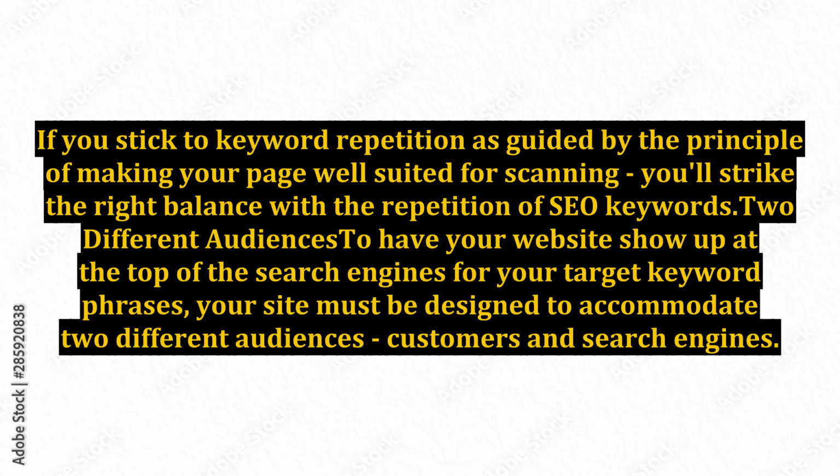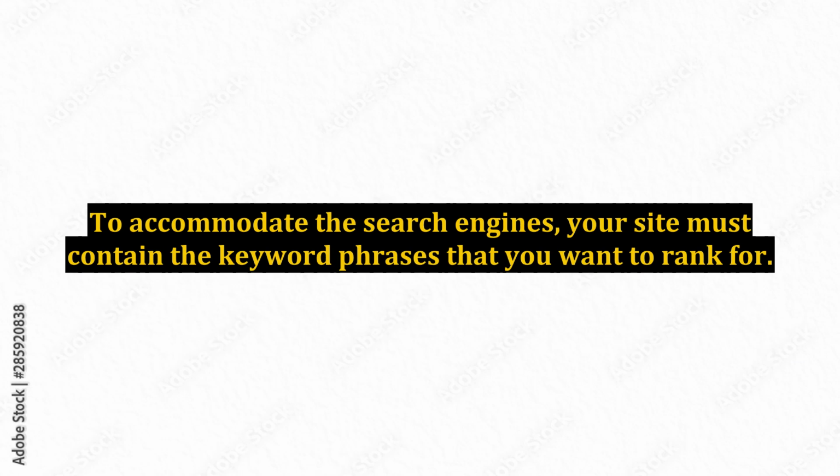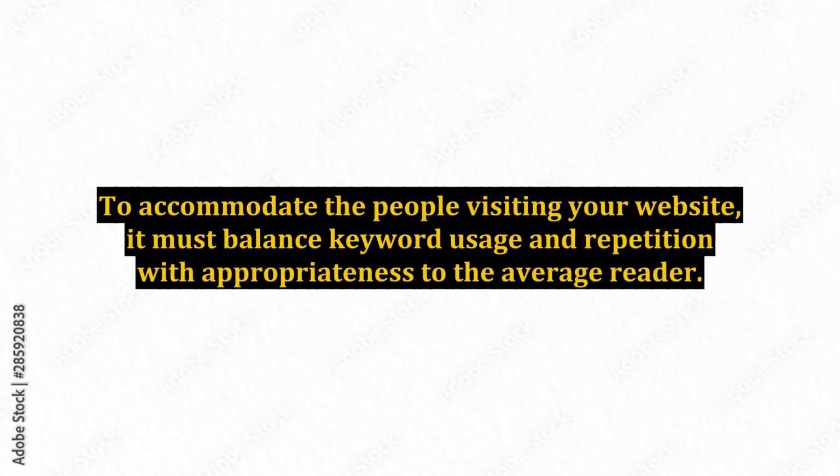Two different audiences. To have your website show up at the top of the search engines for your target keyword phrases, your site must be designed to accommodate two different audiences, customers and search engines. To accommodate the search engines, your site must contain the keyword phrases that you want to rank for. To accommodate the people visiting your website, it must balance keyword usage and repetition with appropriateness to the average reader.